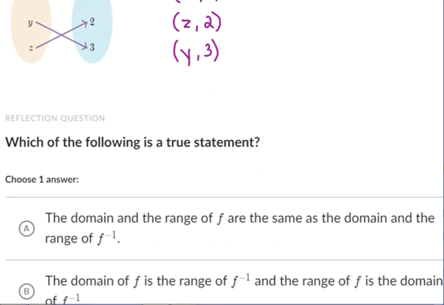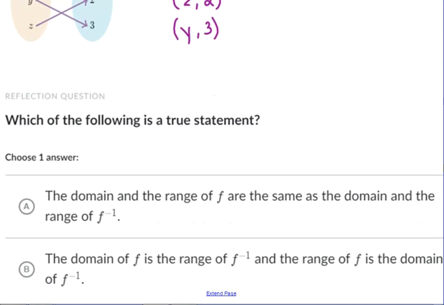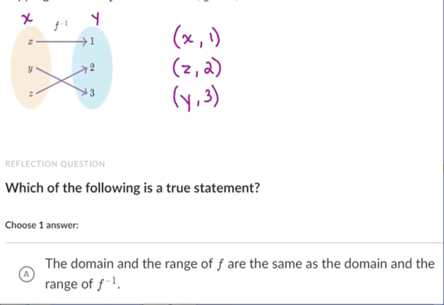So let's look at this question. Which of the following is a true statement? A: The domain and range of f are the same as the domain and range of f inverse, or B: the domain of f is the range of f inverse, and the range of f is the domain of f inverse. Which do y'all think, A or B? B. We're switching. It doesn't make sense that they would be the same because we switch things around. So B is the true statement here.